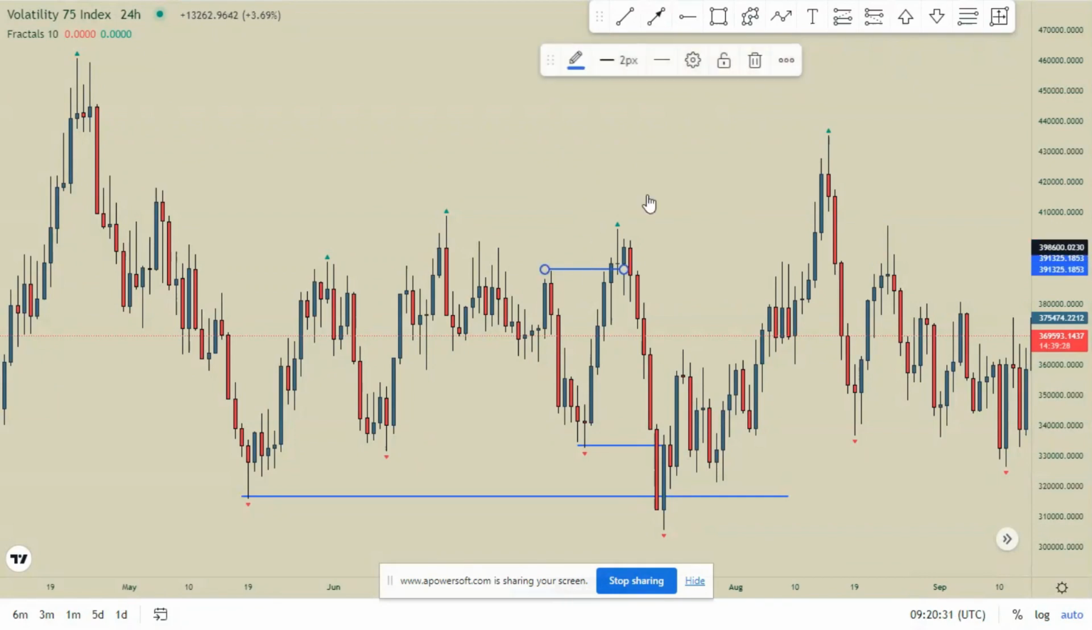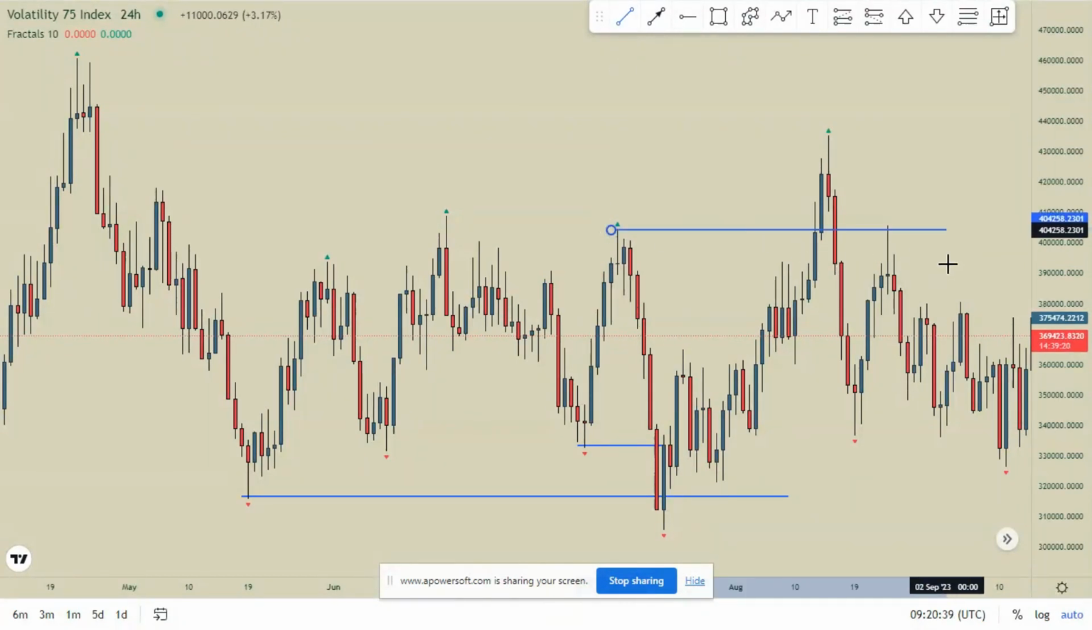So I want you to know this. As price approaches a zone like this, or even a point like this, what are you supposed to do? It's this. You wait.